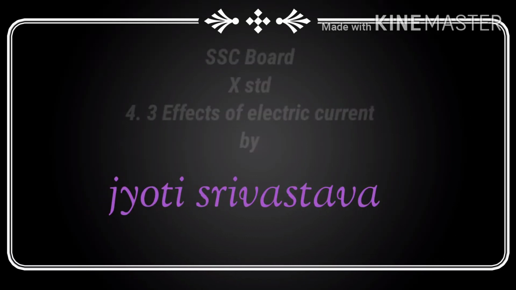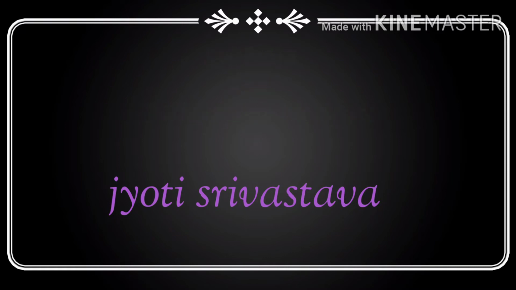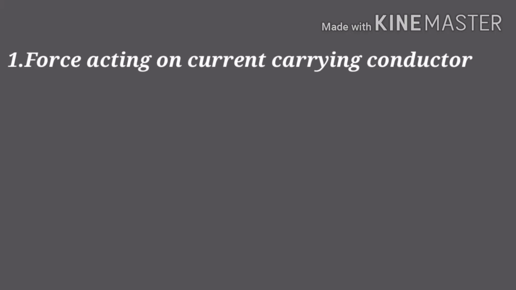Hello, my dear student. Last time you studied that when current is moving in a conductor, it generates a magnetic field around it. Today, you will be studying what happens if a current carrying conductor is kept in a magnetic field. So here we will be studying the interaction between the magnetic field generated by the current carrying conductor and the magnetic field produced by the magnet. So we will see what the interaction is and how it happens.